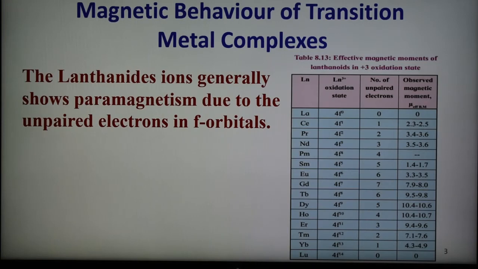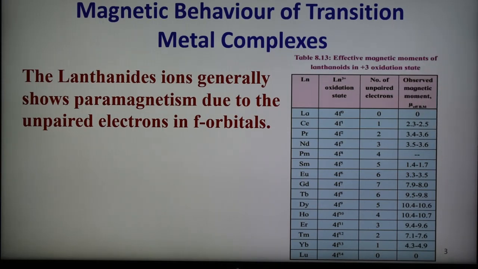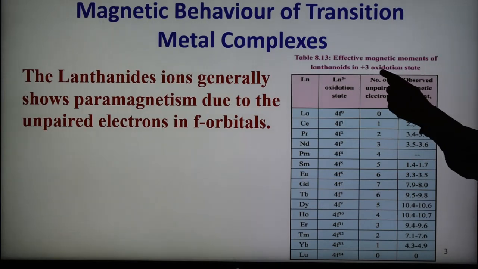Next slide shows the magnetic behavior of the lanthanide complexes. As we know, lanthanide ions generally show paramagnetism due to the presence of one or more unpaired electrons in the f orbital. This table clearly shows the effective magnetic moment of lanthanide elements in the 3+ oxidation state.